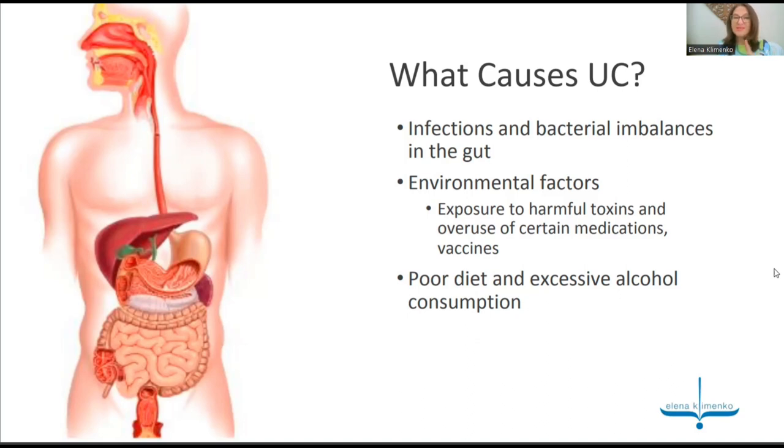But sometimes we see that ulcerative colitis can be triggered by environmental factors. We all know that we live in a toxic soup. So there are harmful toxins, there is overuse of medications, there are vaccinations that trigger ulcerative colitis. We see it all in real life. But also, everyday activity, your lifestyle can be a cause of ulcerative colitis. It is, of course, genetic. It has a strong genetic predisposition, but it might be manifesting because of poor quality lifestyle, like poor diet, excessive alcohol use, and on and on.